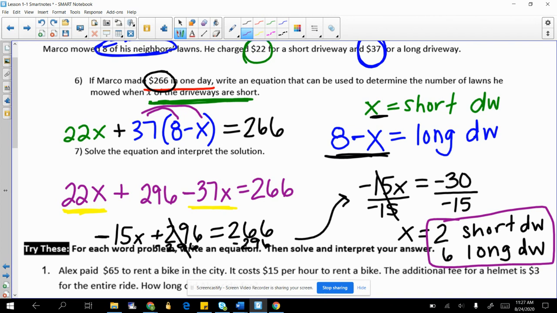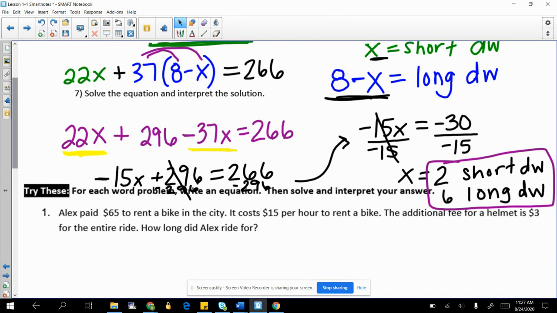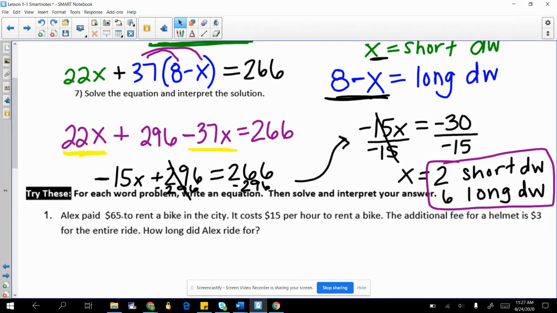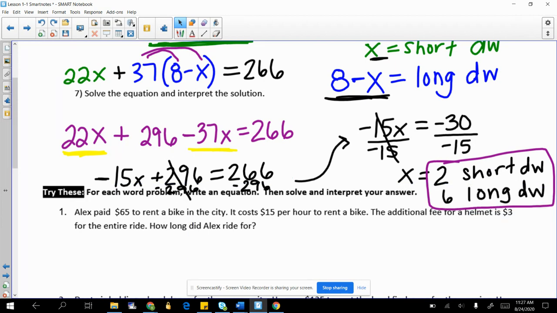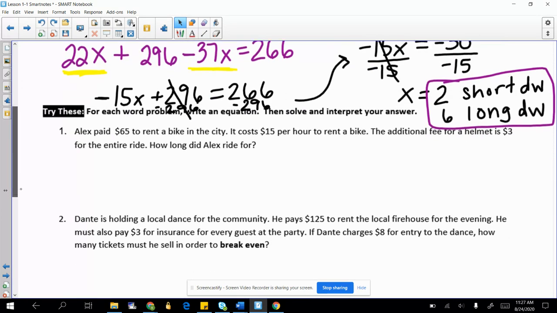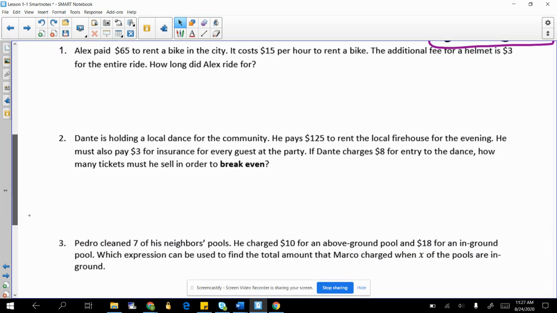So those are 3 very different examples on how to solve one variable equations. Notice in all of them, I just used X. I never used anything other than X, just one variable. So what I would like for you guys to do is look at these 3, try these problems, pause the video and try them on either your printed sheet of this lesson 1-1 or on a separate sheet of paper.